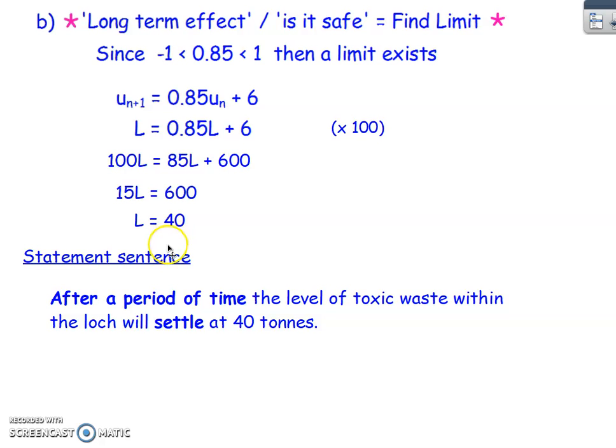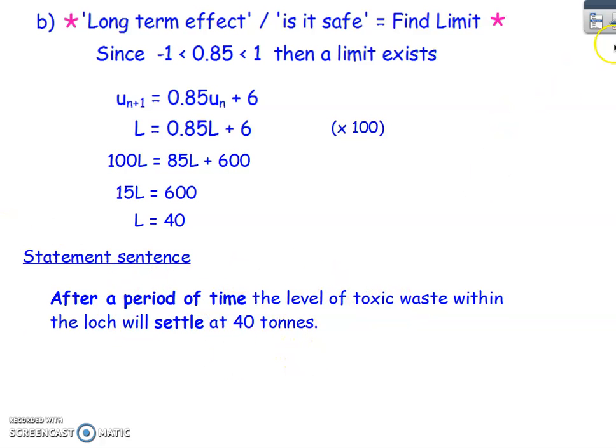So our statement sentence is, after a period of time, now I've put that in bold because you need to start with that. So after a period of time, the level of toxic waste within the lock will settle at 40 tonnes. And that's in bold because you need to have the word settle. So this statement here is what you'll be writing in these type of examples. After a period of time, then whatever context the question is, will settle at the value you've got for your limit. So in this case, the level of toxic waste will settle at 40 tonnes. And that's your sentence to finish this off.